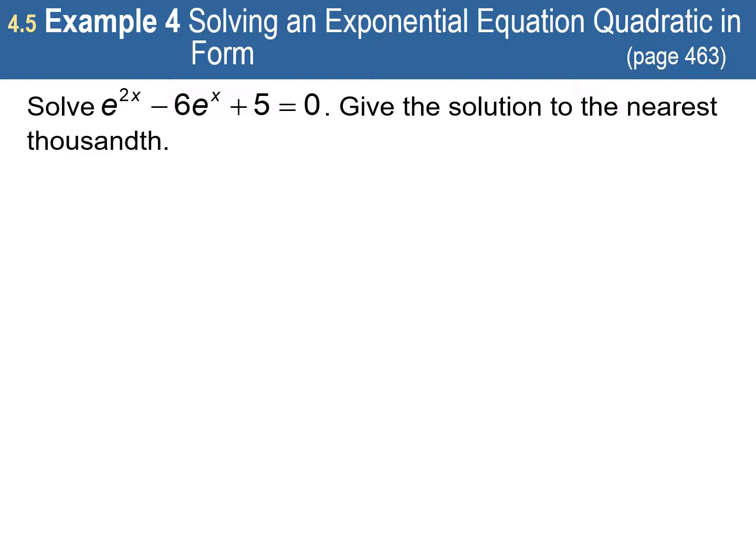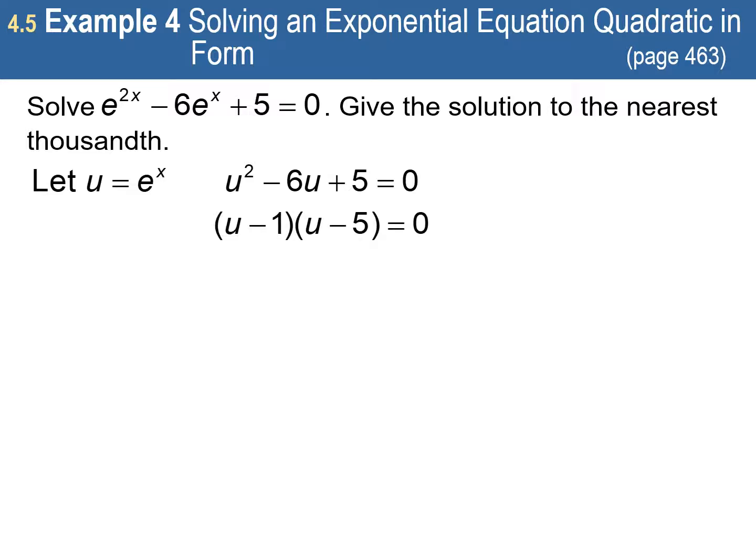Now suppose I want to solve something like this. e to the 2x minus 6 e to the x plus 5 equals 0. Now I notice I don't have the same powers of e, and I can't exactly combine them. What I can do is a u substitution, where u is e to the x. So this is u squared minus 6u plus 5 is 0. This I can factor into u minus 1 times u minus 5 equals 0. So u is 1 or u is 5.